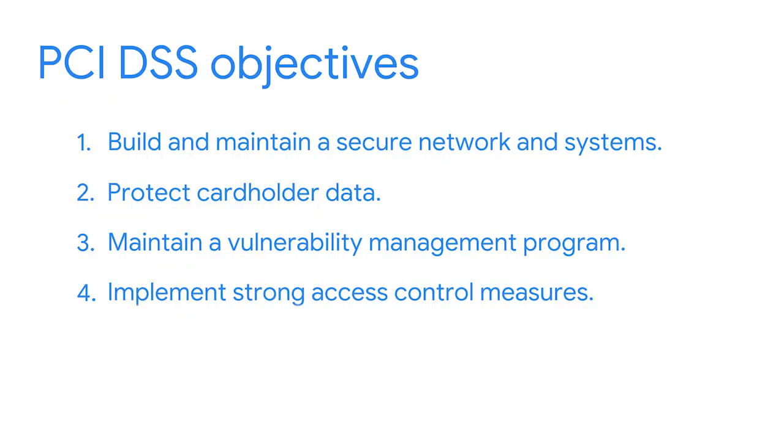The fourth objective is to implement strong access control measures. This objective has 3 requirements. The first is to restrict access to cardholder data by business need to know. The second is to identify and authenticate access to system components. And the third is to restrict physical access to cardholder data. This highlights the importance of good access control measures, along with good data access policies.